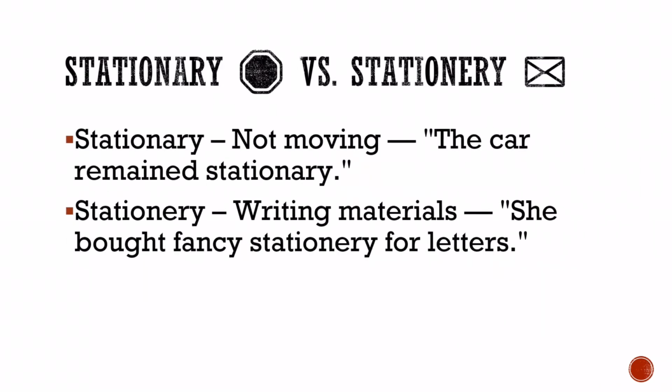The next pair is stationary versus stationery. The first stationary means not moving. For example, the car remained stationary. But the second stationery means writing materials. For example, she bought fancy stationery for letters.